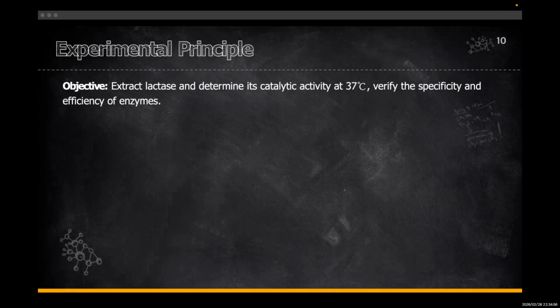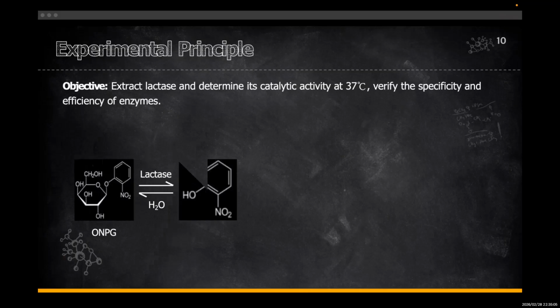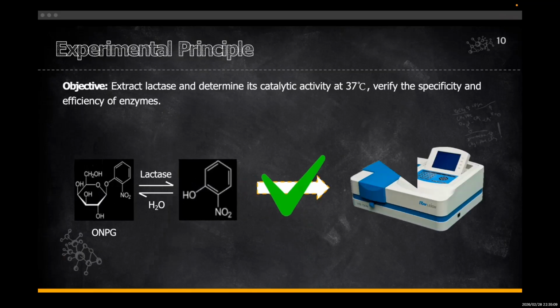To solve this, we used ONPG, O-nitrophenyl beta-D-galactopyranoside, as a synthetic substrate. ONPG has a similar structure to lactose, with a beta-glycosidic bond that lactase can specifically hydrolyze. When lactase acts on ONPG, it breaks it down into galactose and O-nitrophenol. O-nitrophenol is a yellow-colored compound that absorbs light at 450 nanometers.